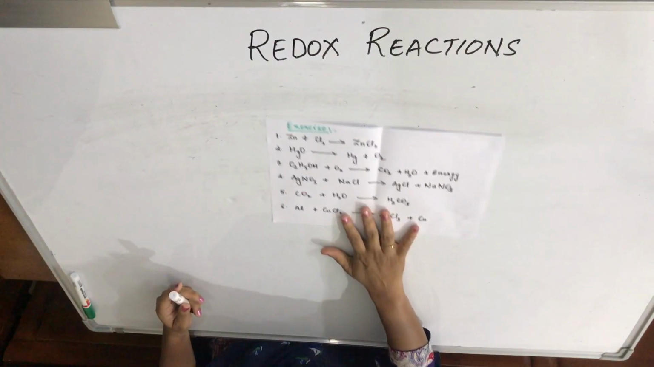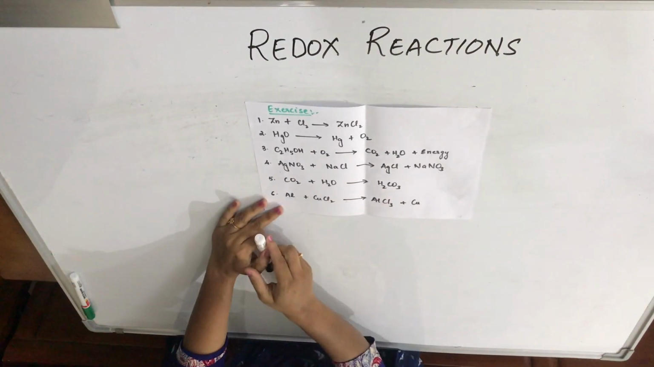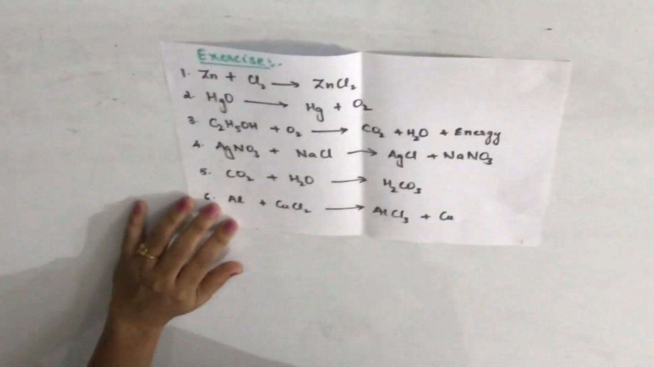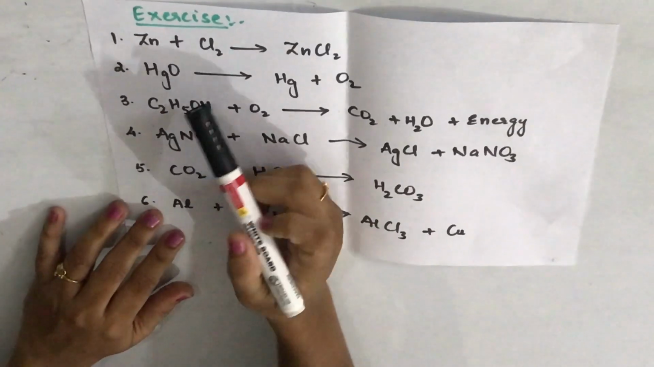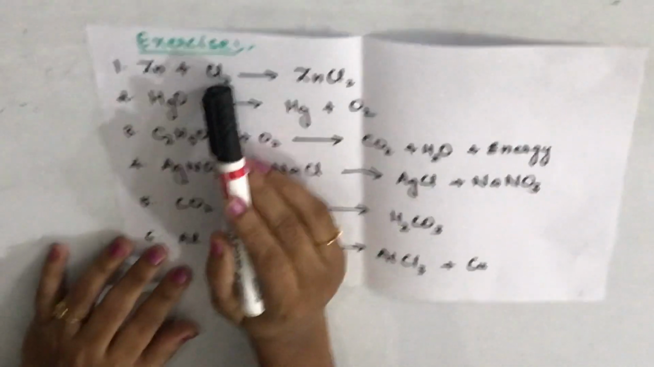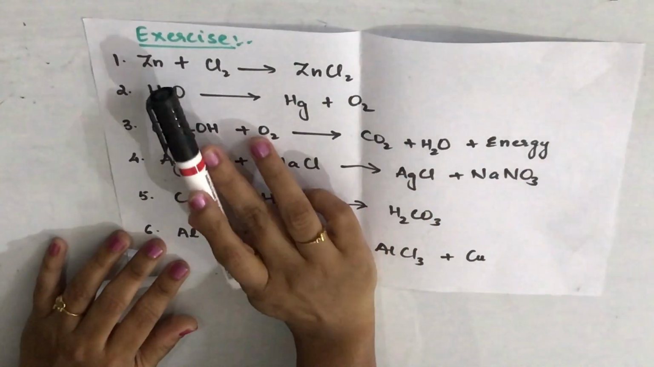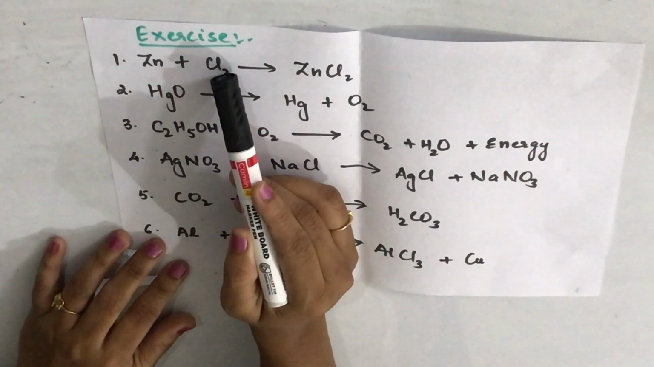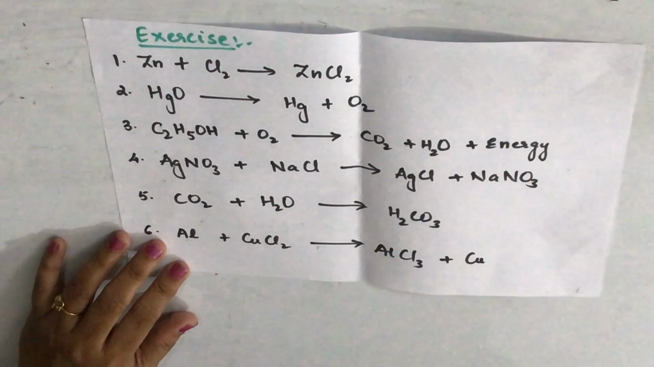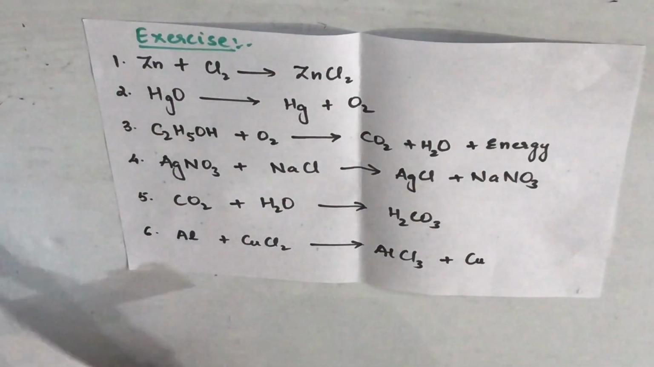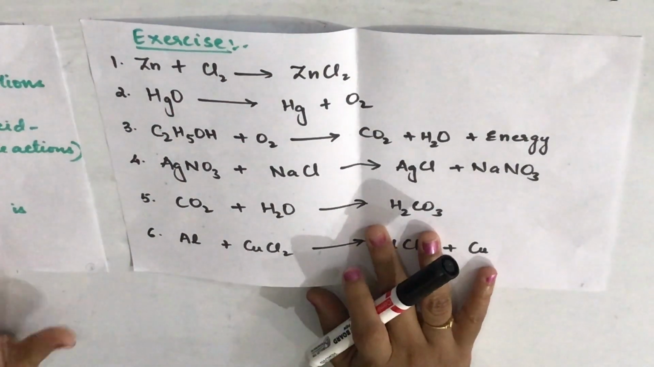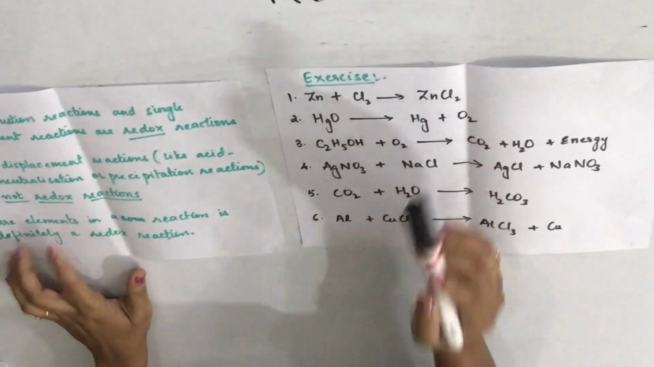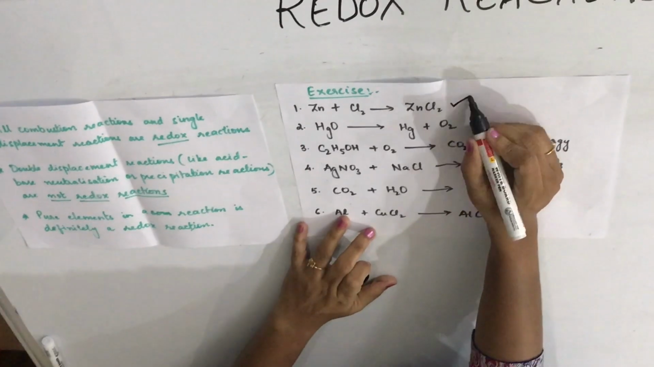Some more examples for you. This is an exercise. So by seeing the reaction, you should be able to tell whether it's a redox reaction or not. First one, Zn plus Cl2 gives ZnCl2. Here you can see there are neutral elements. So let us keep our points ready. In this, we have pure elements. Zn is there, Cl is there. So this is definitely a redox reaction.